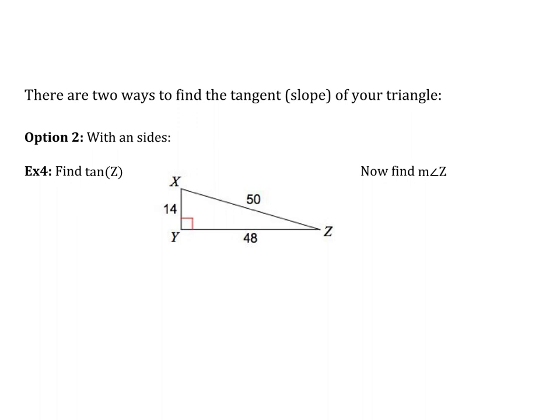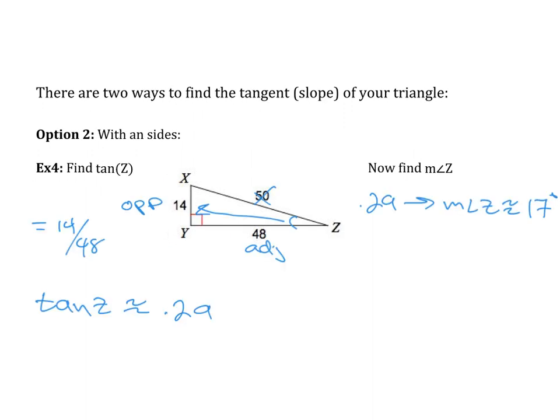All right, here's our last example. Why don't you go ahead and take a moment to identify the tangent ratio using the appropriate sides, and then go ahead and use the table to see if you can identify the correct measure of angle Z. Go ahead and pause now and attempt to find those two values. All right, let's see how you did.